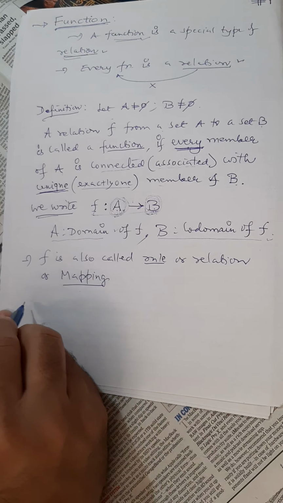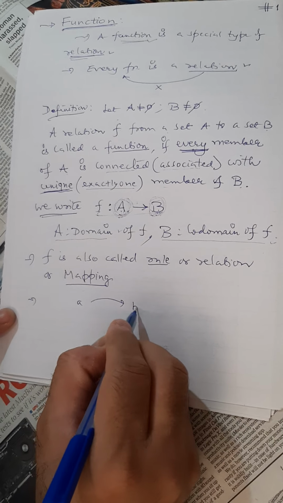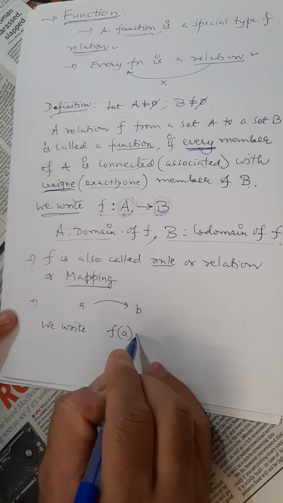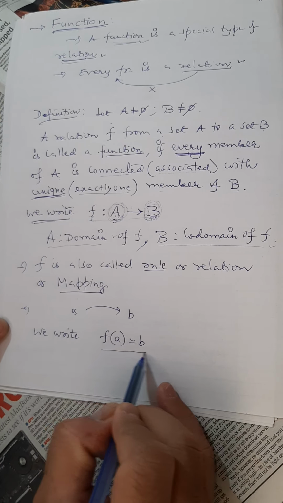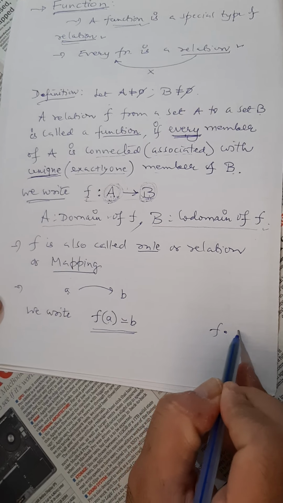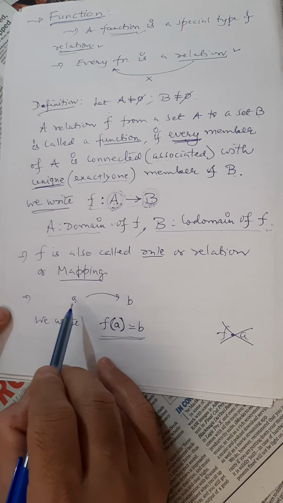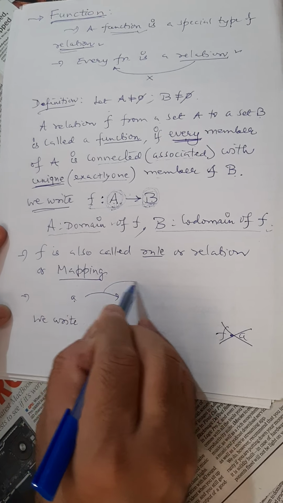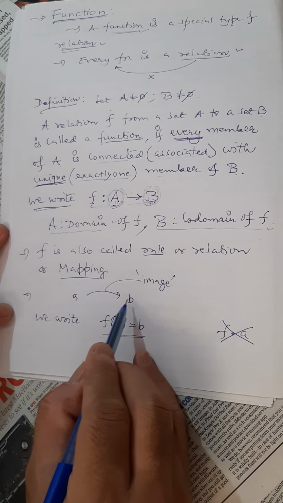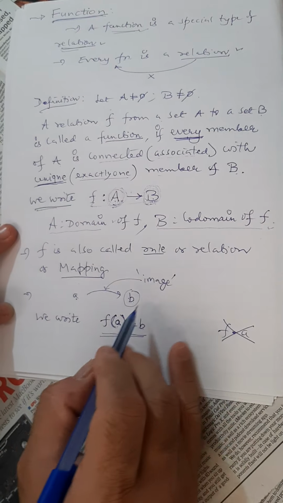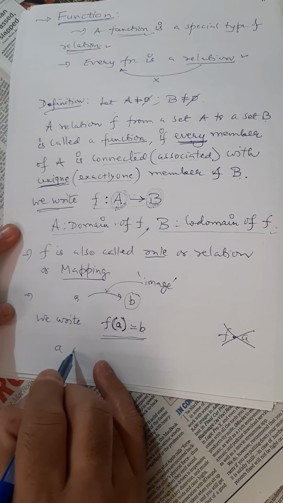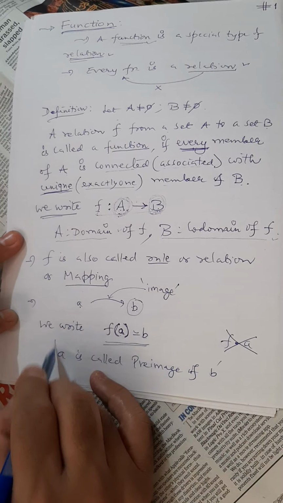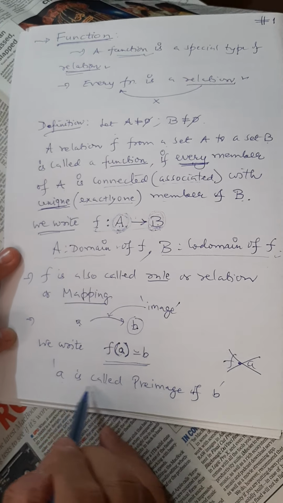Suppose if I take one member a from A, it is connected with b, for example. Then we write symbolically like this. We write F, inside the bracket we write small a, and here we write small b. This is read as F of a equals b. This is not multiplication, it's not like this, remember. Inside the bracket we just put a here. This means a is connected with b, and here b is called image of a. So that b is called image of a, and if you do reverse, the corresponding member a is called pre-image of b. B is called image of a, where a is called pre-image of b.